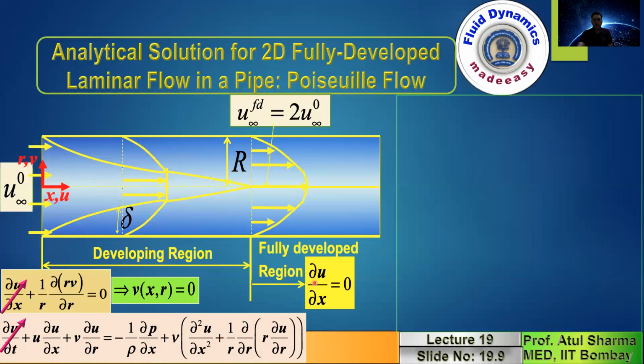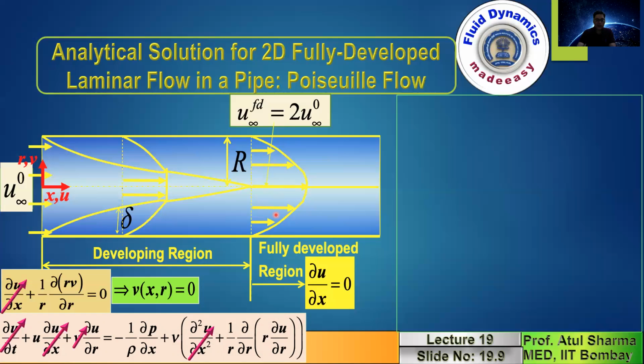Note that here we are obtaining an analytical solution for fully developed flow. So for a fully developed flow, del U by del x equals 0, so this term will become 0. From the continuity equation in the fully developed region, we have obtained V equal to 0, so this term will be 0. When del U by del x is 0, del square U by del x square also becomes 0. So the axial momentum equation gets simplified, and now you have only two terms: one is the pressure gradient and another is the radial variation of the axial velocity, which is shown here.